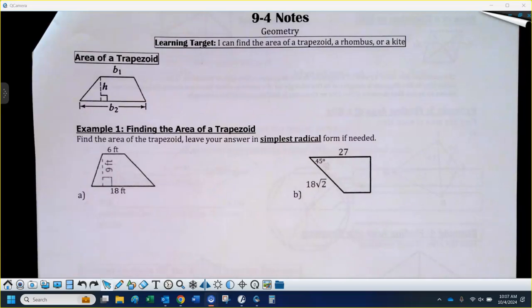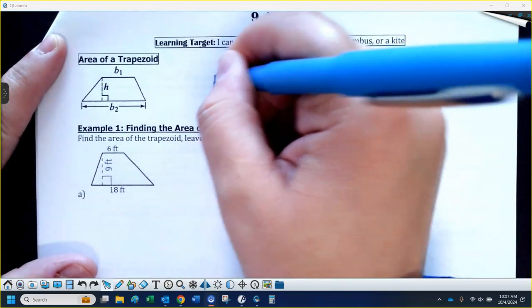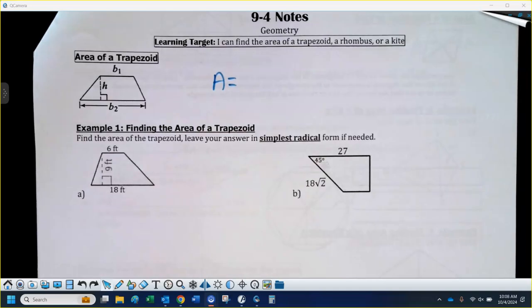Review all of that today as part of this lesson. So the first thing we're going to find the area of the whole front side of the 9-4 notes, which is finding the area of a trapezoid. I'm going to write you the formula, and then I'm going to go back through and tell you what each of the variables means.